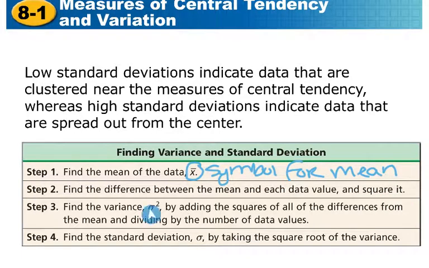Then we're going to find the variance by adding all of the squares of all of the differences from the mean. So all of the results from step 2, we're going to add them all up, divide by the number of data values, very much sounds like a mean, and then of course find the standard deviation by square rooting the variance. I know, sounds like a lot, but here we go.